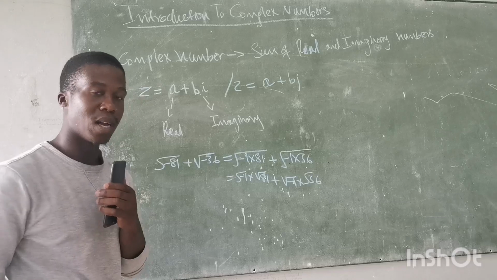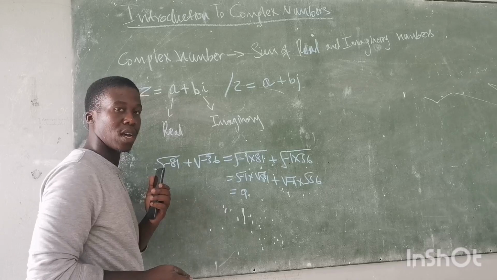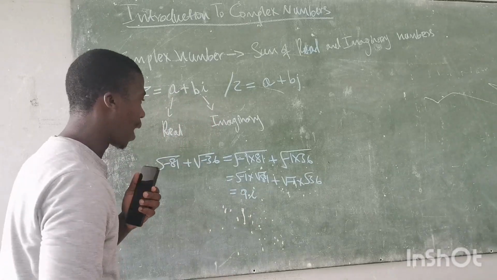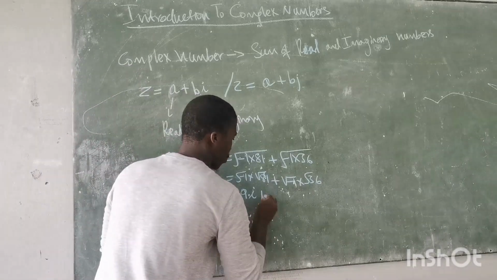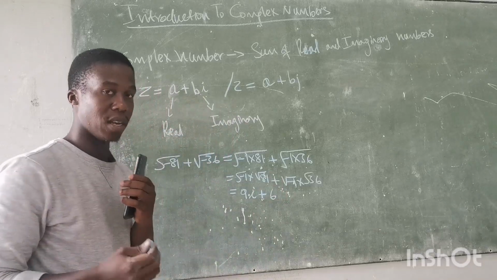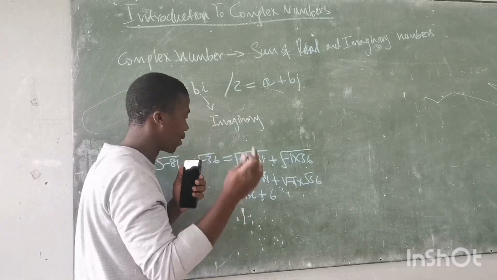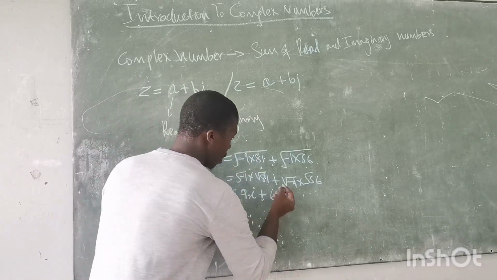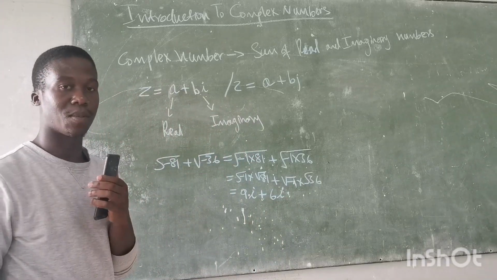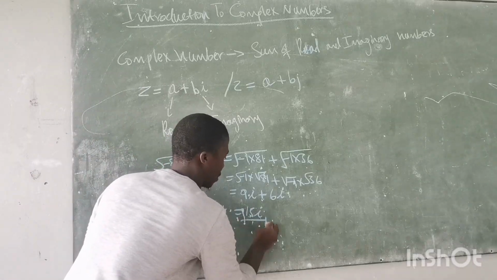The square root of 81 is 9, right? The square root of minus 1 is i or j. So we have 9i, plus the square root of 36, which is 6. The square root of minus 1 is i or j, because that's the only part that is imaginary, which means we cannot figure it out using the calculator, right? So 9 plus 6 gives us 15. So this is 15i.